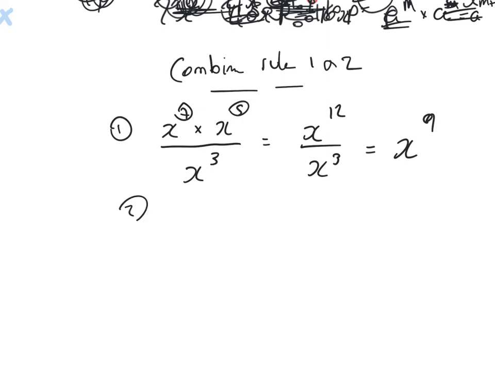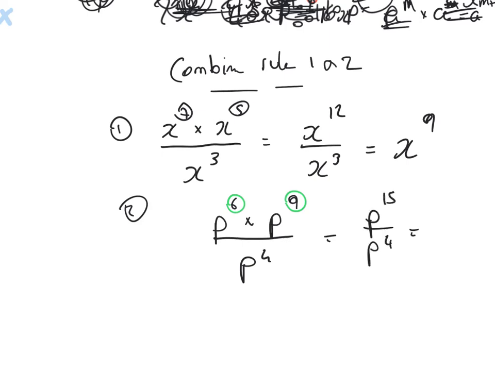Take down example 2, which is going to be p to the 6 times p to the 9 divided by p to the 4. Up top, add these together, that will give me p to the 15. P to the 15 divided by p to the 4, subtract the powers, 15 take away 4 is 11, final answer p to the 11.